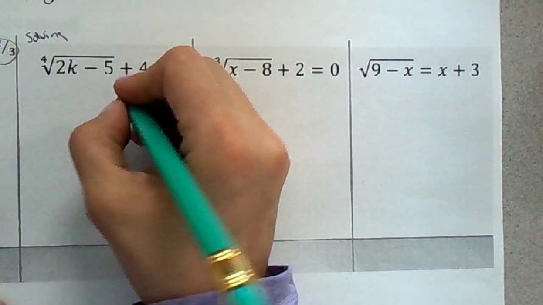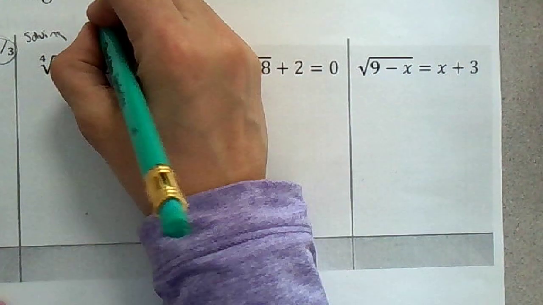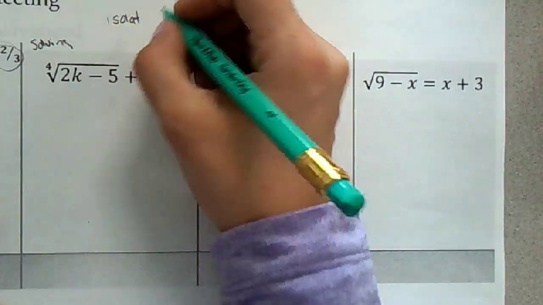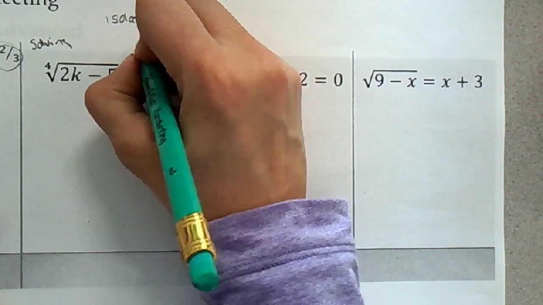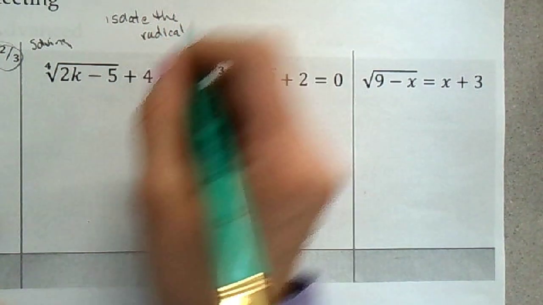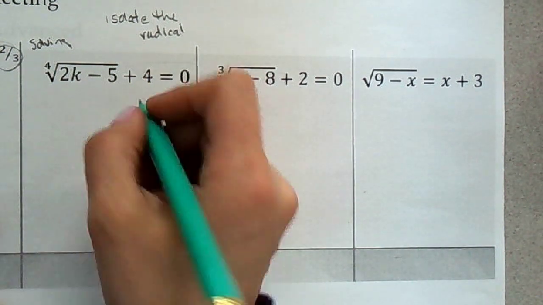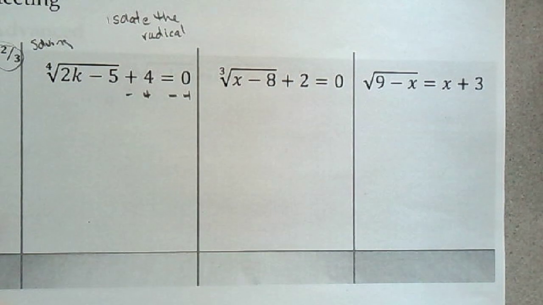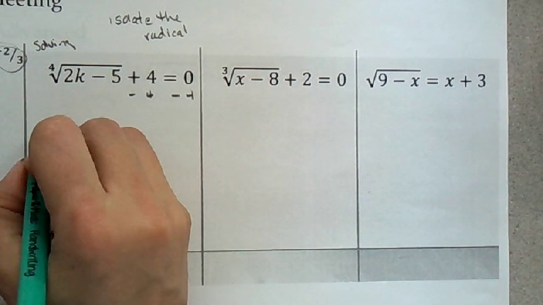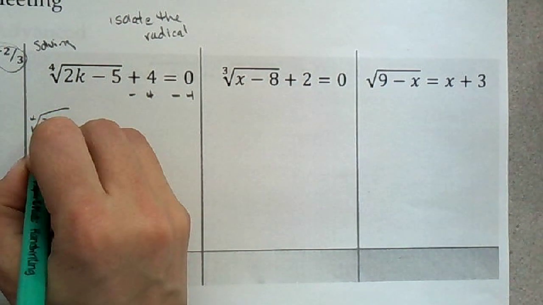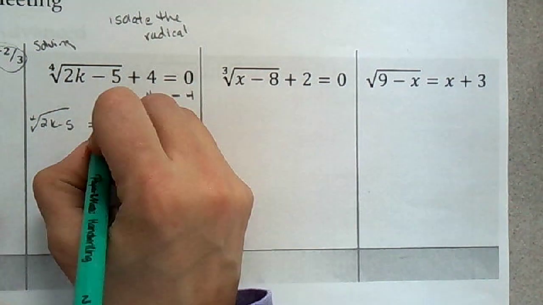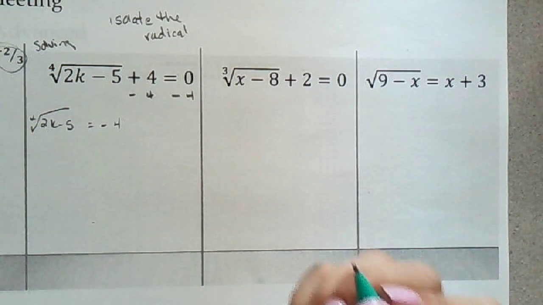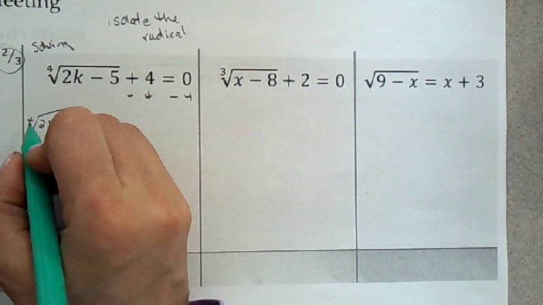So what we're going to do, first thing we want to do is isolate the radical. That is our first step. On this one, to isolate the radical, I'm adding 4 to the radical, so I actually need to subtract 4. And then what I want to do is find the 4th root of 2k minus 5 is equal to negative 4. And then what we want to do is undo the radical.